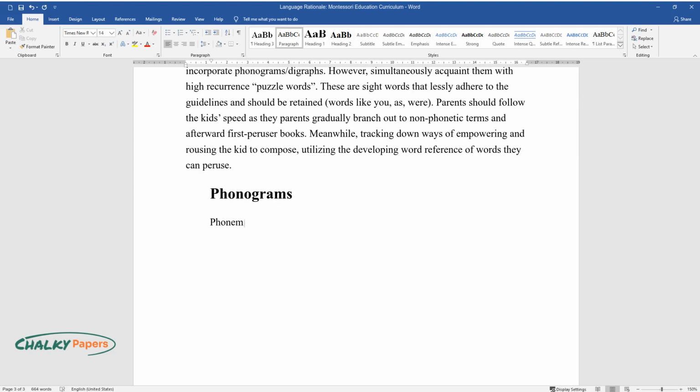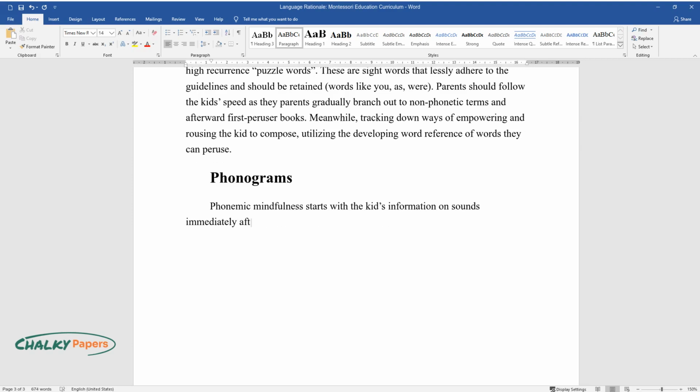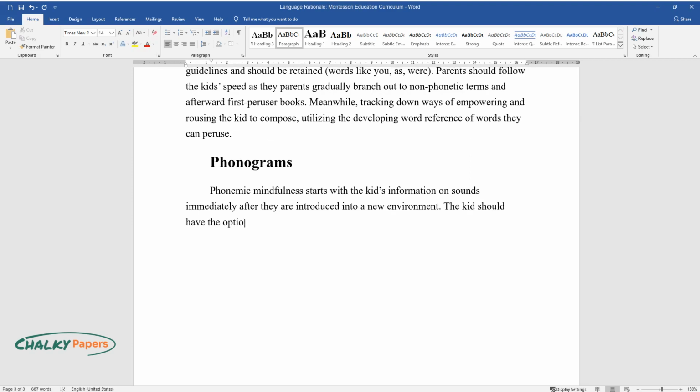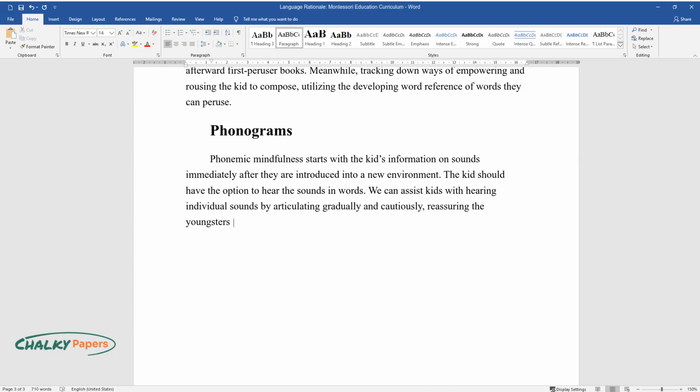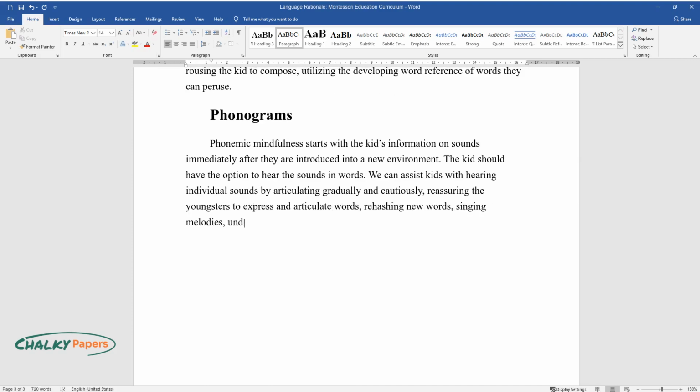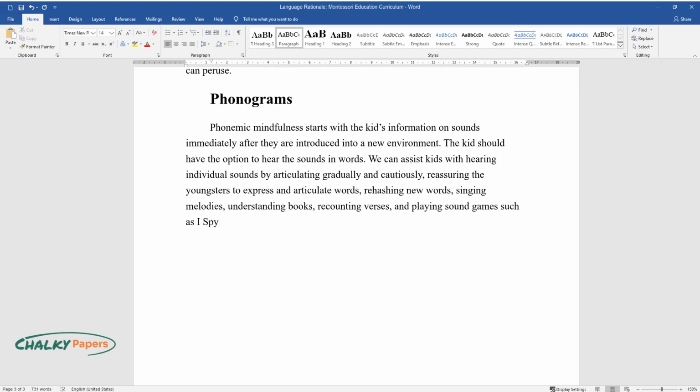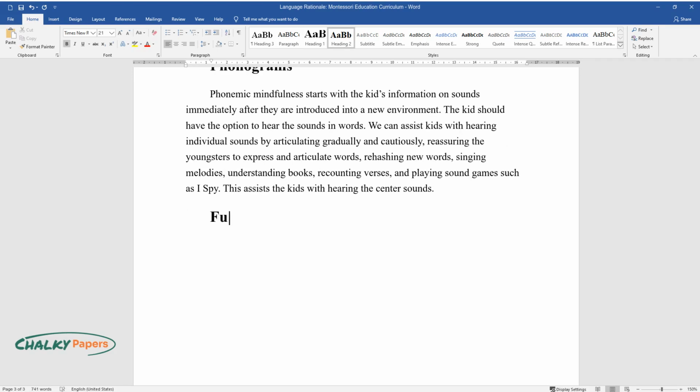Phonograms. Phonemic mindfulness starts with the kids' information on sounds immediately after they are introduced into a new environment. The kid should have the option to hear the sounds in words. We can assist kids with hearing individual sounds by articulating gradually and cautiously, reassuring the youngsters to express and articulate words, rehashing new words, singing melodies, understanding books, recounting verses, and playing sound games such as I Spy. This assists the kids with hearing the center sounds.